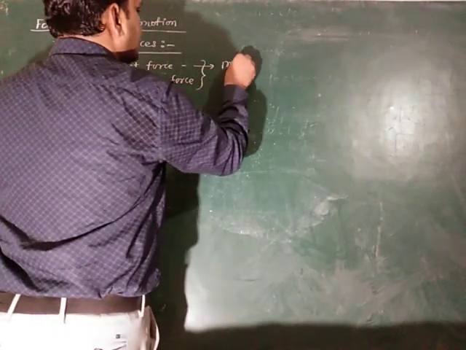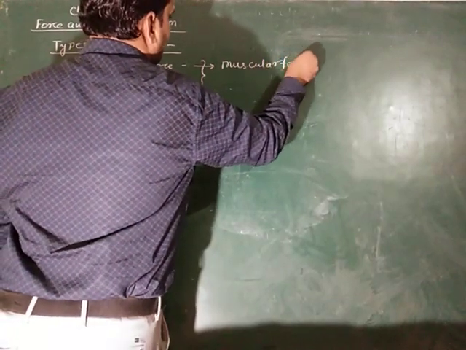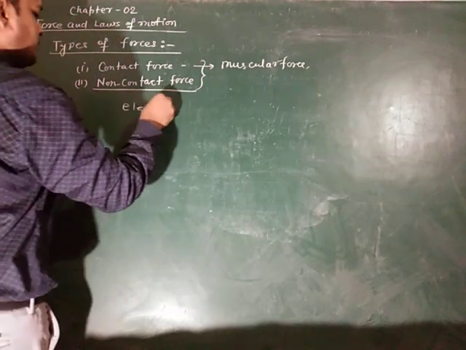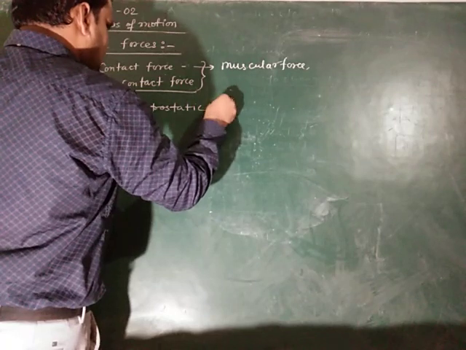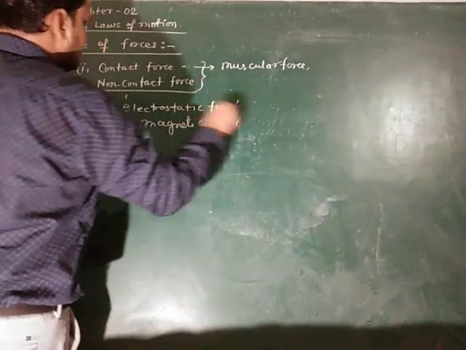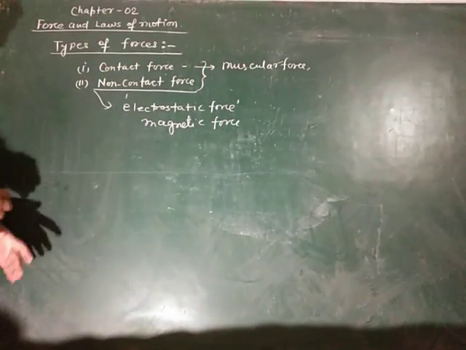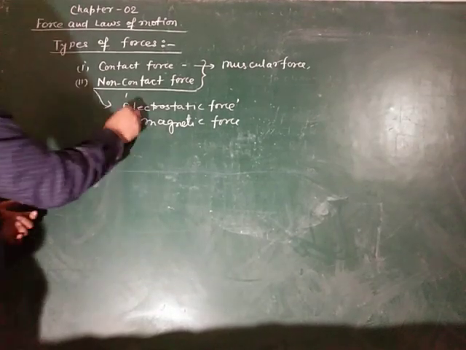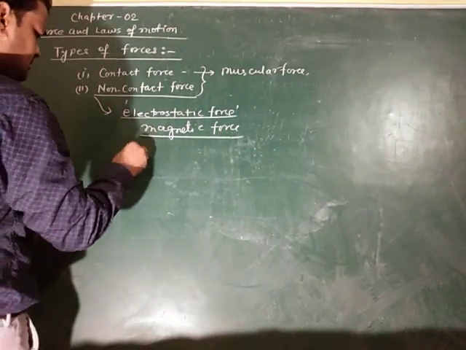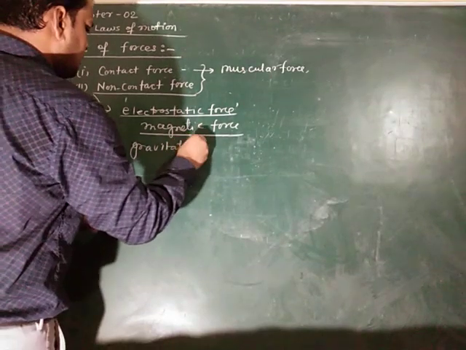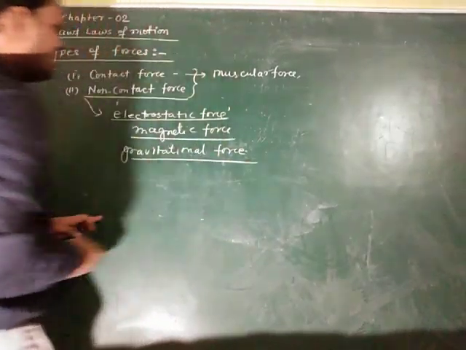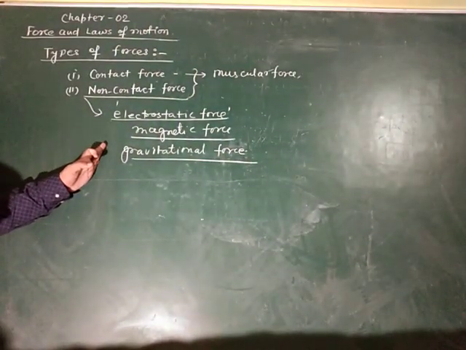Examples of contact forces are muscular force and frictional force, and non-contact forces are electrostatic force and magnetic force. I have written some examples of non-contact forces in the notes. I have provided you notes, na? So you can see in the notes electrostatic force, magnetic force, and the next is gravitational force. These are all examples of non-contact forces, because in these the force is exerted at a distance.